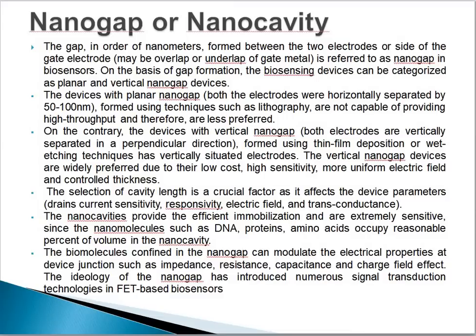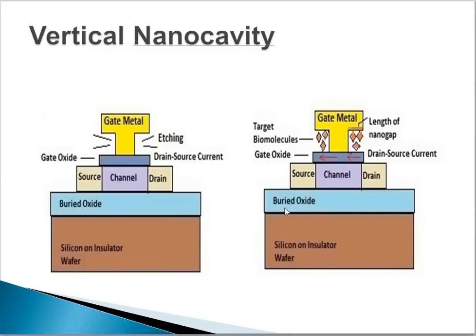The biomolecule confined in the nanogap can modulate the electrical properties at the device junction, such as impedance, resistance, capacitance, and the charge field effect. The ideology of the nanogap has introduced numerous signal transduction technologies in the field effect transistor based biosensor. This is the structure of the vertical nanocavity I have already explained. This is the structure of the silicon on insulator biosensor.